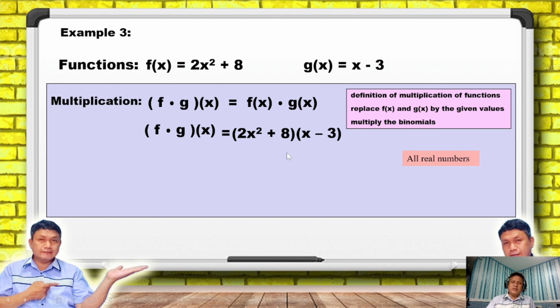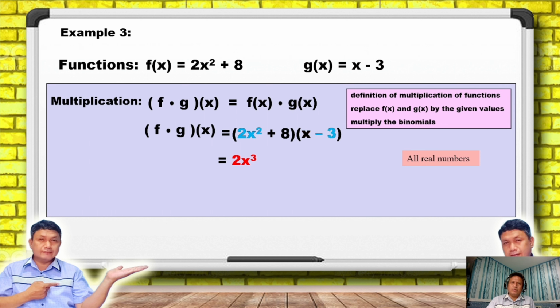Okay, to begin with, so what is the first term? We have 2x times x. So, we have 2x squared times x. So, the answer is what? Okay, so 2x cubed.